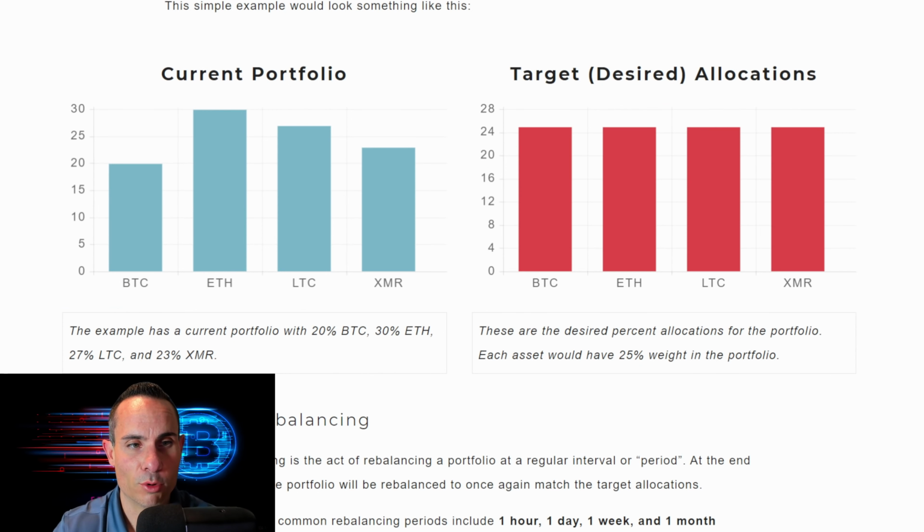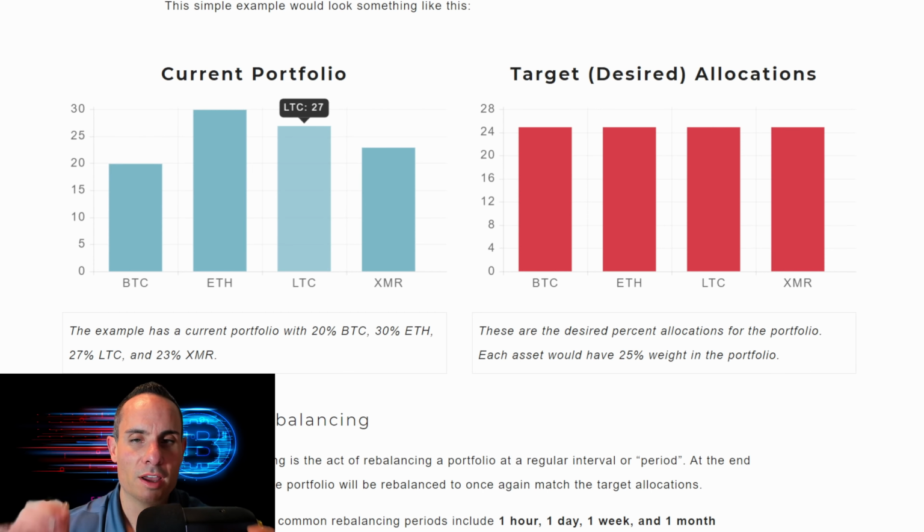Let's assume you have a current portfolio that has 20% Bitcoin, 30% Ethereum, 27% Litecoin, and 23% Monero. But your target allocation isn't an uneven split, it's 25% of each of those holdings. What's going to happen with a smart rebalancing portfolio is at a periodic rebalancing target, let's say 1 hour, 1 day, 1 week, 1 month, the system is going to sell your oversized portfolio assets, in this case Ethereum and Litecoin, and bring those down to that 25% target and buy Monero and Bitcoin.